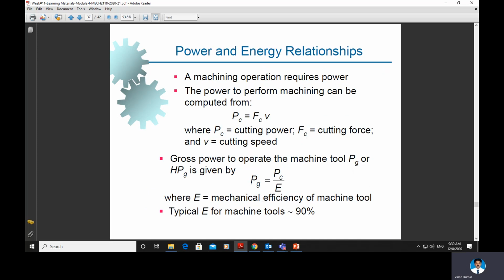This has already been discussed. So how do we calculate the power of cutting? Whenever we operate any machine tool, our aim is to find how much power is needed to cut. The power required is equal to force times velocity, cutting force Fc times V, the cutting speed. The real cutting power can be calculated by dividing by efficiency E. So Pc over E is the gross power required.